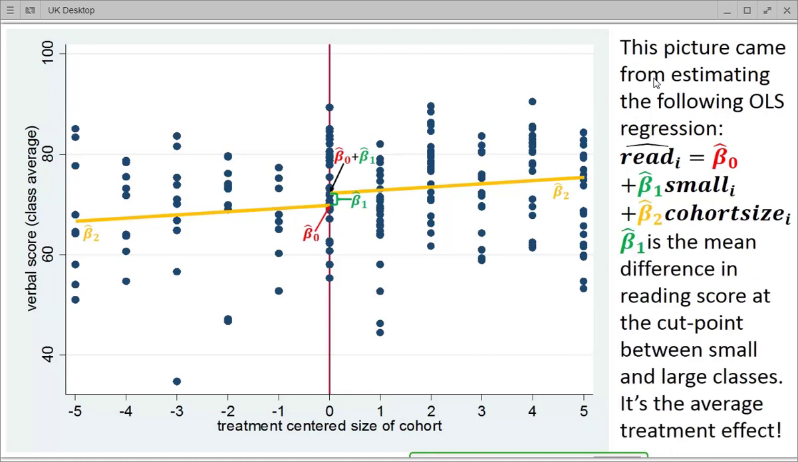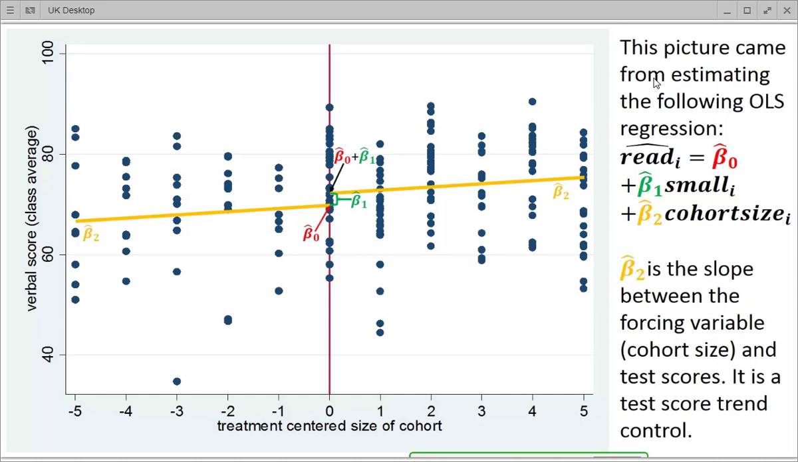So the mean reading score, beta 1 is the mean difference in the reading score between small and large classes, or the average treatment effect. Beta 2 is the slope between the forcing variable and test scores. It's a control for any underlying test score trend that exists between cohort size and test scores. Any questions before I move on with this discussion?